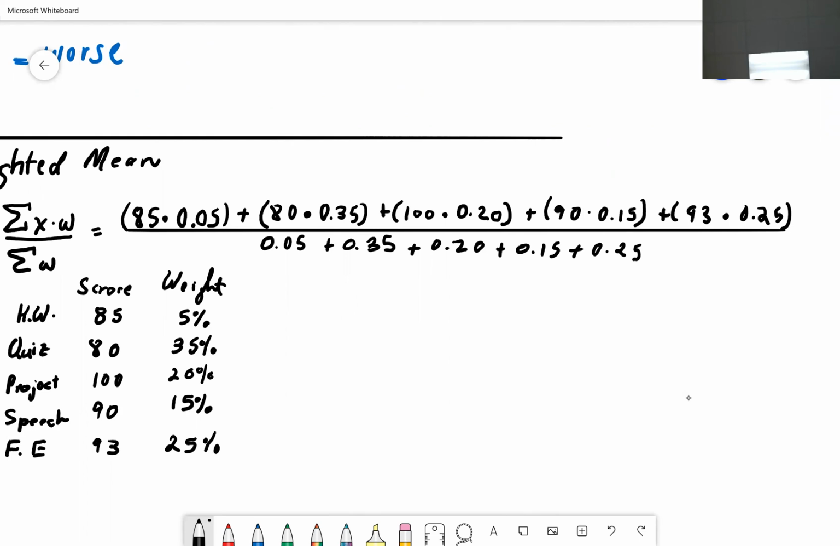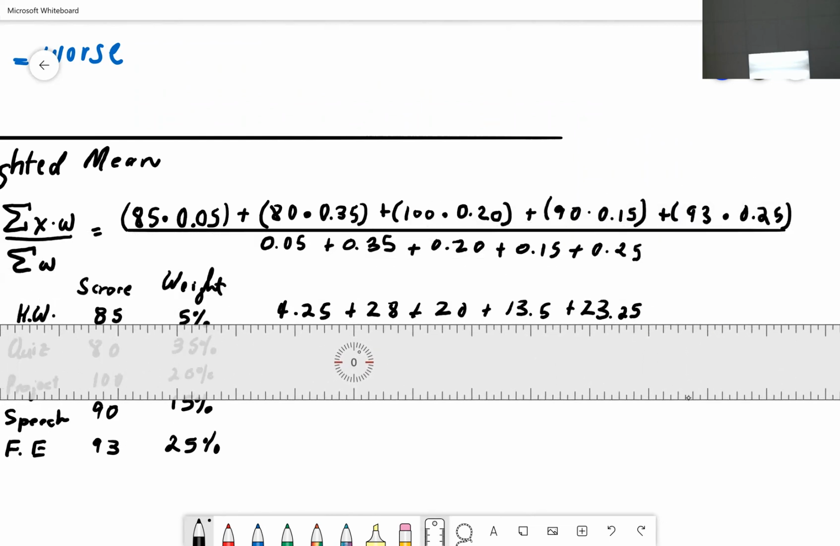So if you take 85 and multiply by 0.05, you get 4.25. If you take 80 and multiply by 0.35, you get 28. If you take 100 and multiply by 0.20, you get 20. You take 90 and multiply by 0.15, you get 13.5. You take 93 times 0.25, you get 23.25.